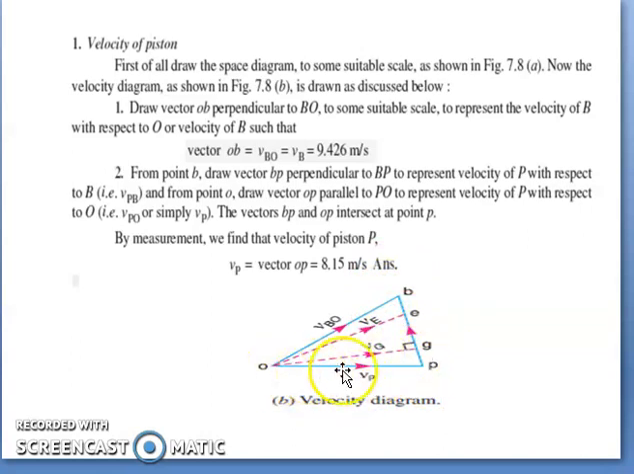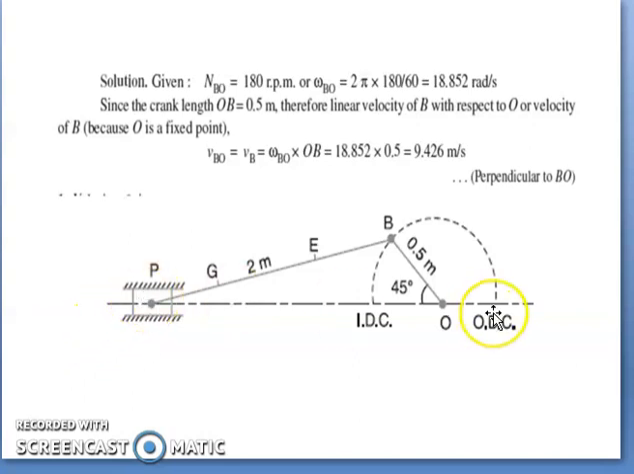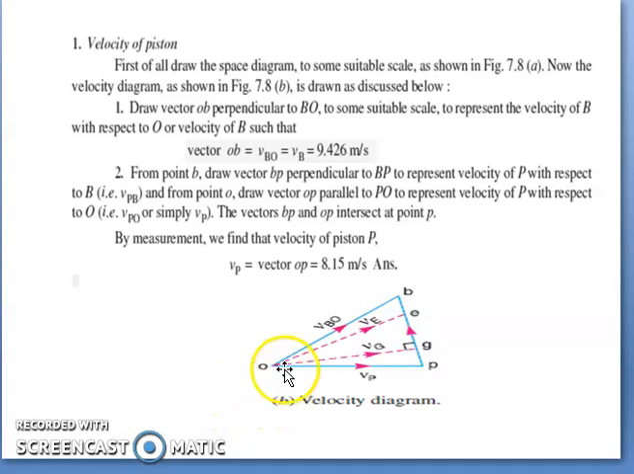And if you measure this OP, that will give the velocity of the piston, because P represents the piston and O is the stationary point. So PO, that is velocity of P with respect to O, is nothing but velocity of the piston. So if you measure this, you can find out what is the velocity. So since it is P with respect to O, arrowhead will be directed towards P. Similarly, here you can see B with respect to P, therefore arrowhead will be directed towards B.